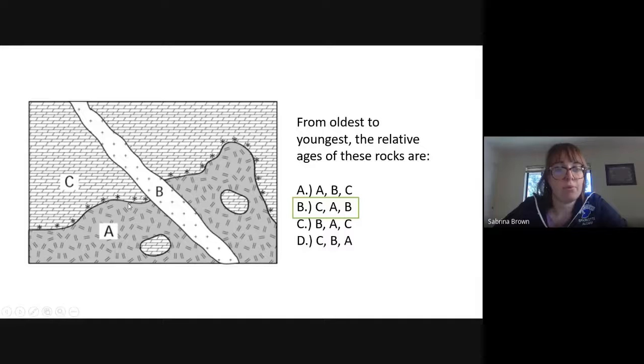Then we have A. We know A is younger than C because there are bits of C included within A. So we know these bits of C have to be older than the rock A that they are included in, right? This one's a bit confusing because A is on the bottom of the screen, but it's still only the second oldest. And then B is the youngest because it cuts across both C and A.